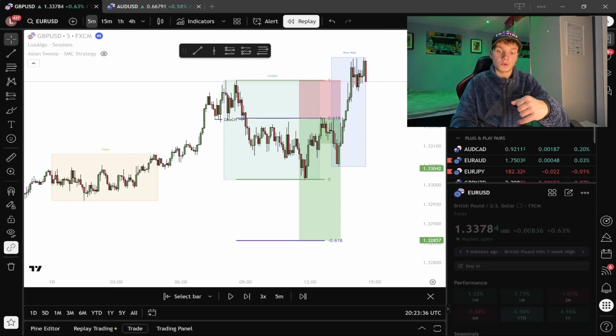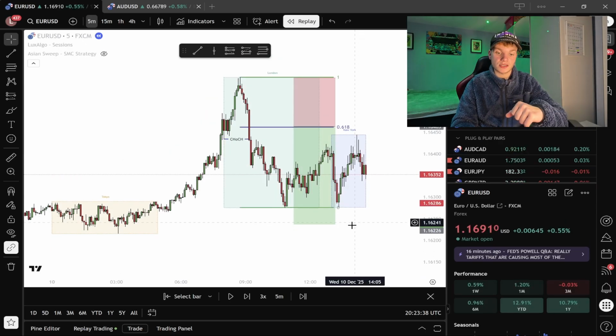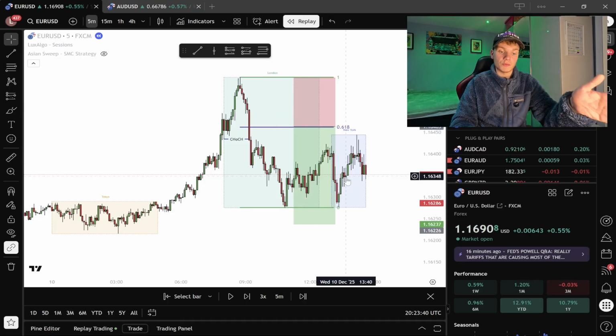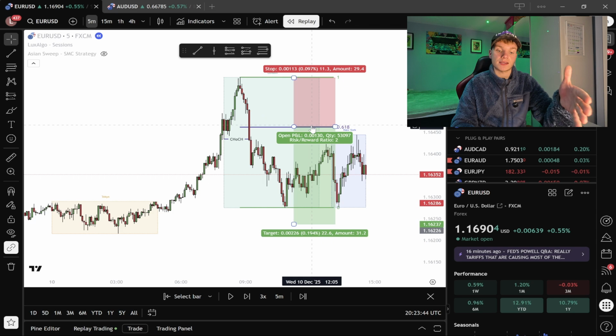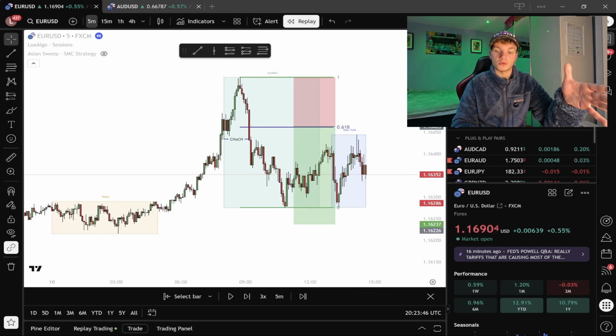But essentially, this is what we saw for the day. There were no trades presented on EU. As you can see, I had a limit order set here, made a change of character, but there was no retracement into the entry zone, so no trade therefore was taken.